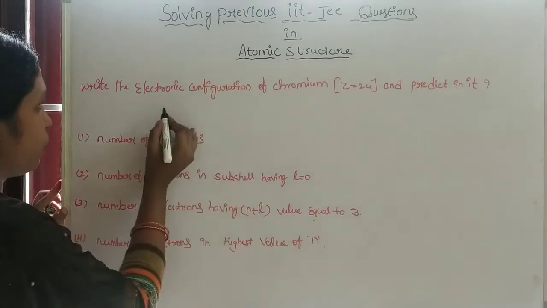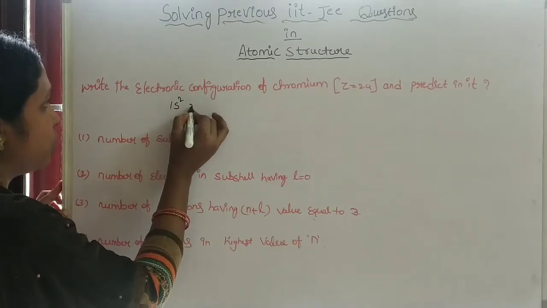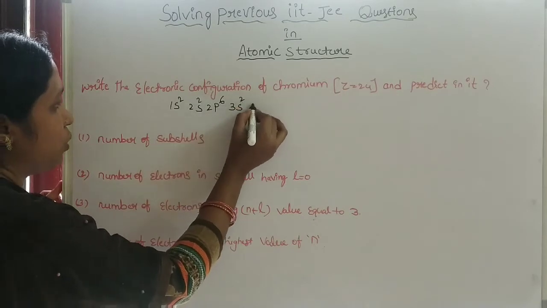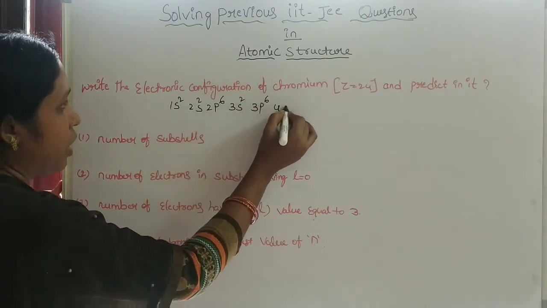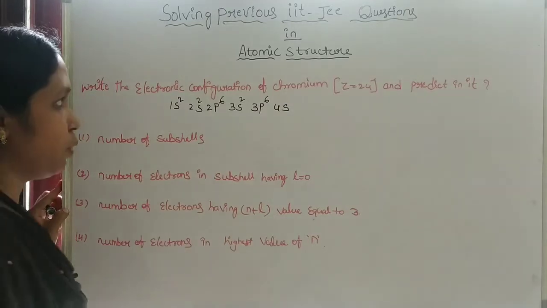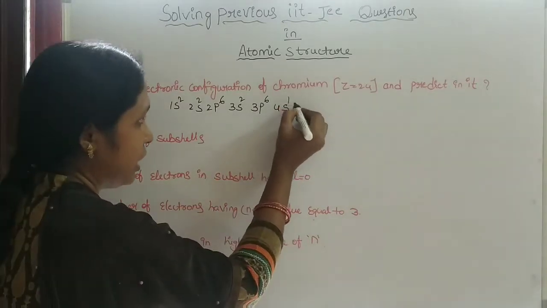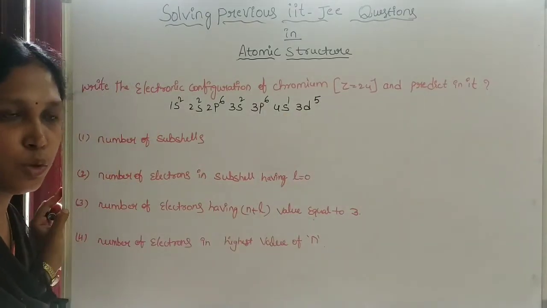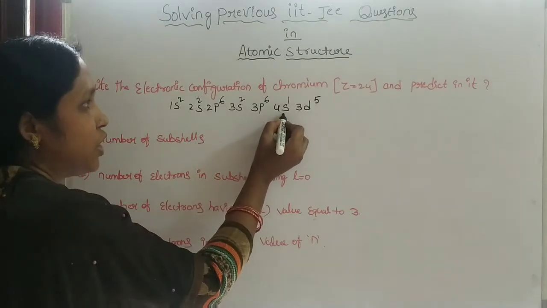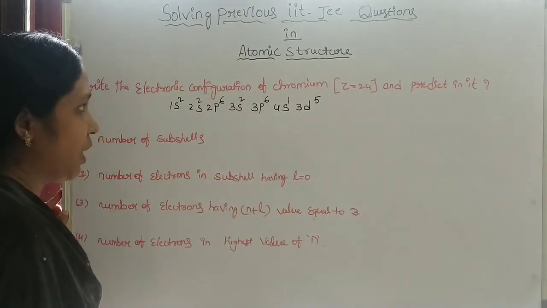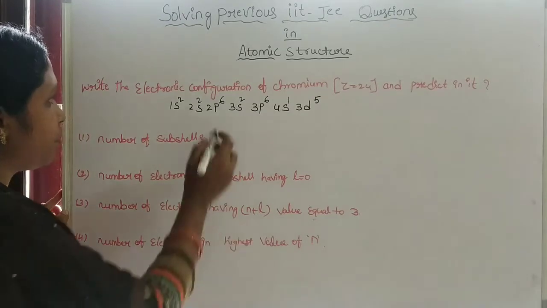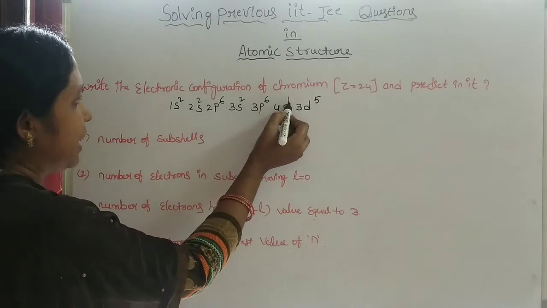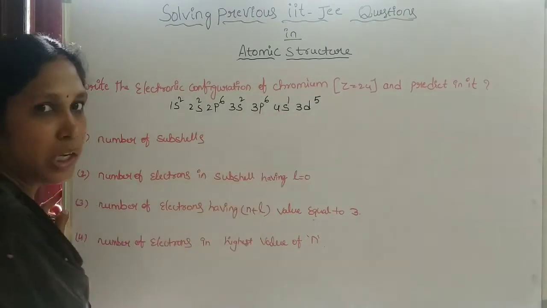What is the configuration of chromium? 1s2, 2s2, 2p6, 3s2, 3p6, 4s2, 3d4. Is it right? No, 4s1, 3d5. Due to stability, the s electron jumps into d. So the configuration is 4s1, 3d5. See, count the number: 2, 4, 10, 12, 18, 19, plus 5, 24.